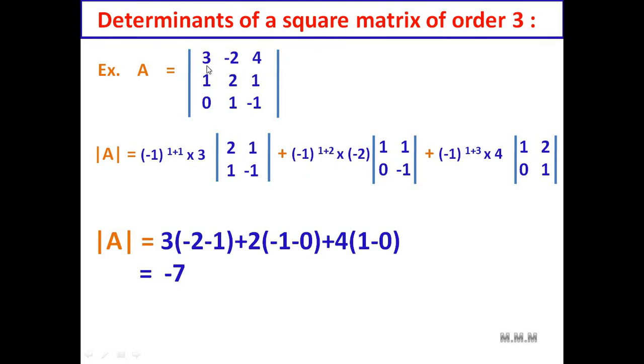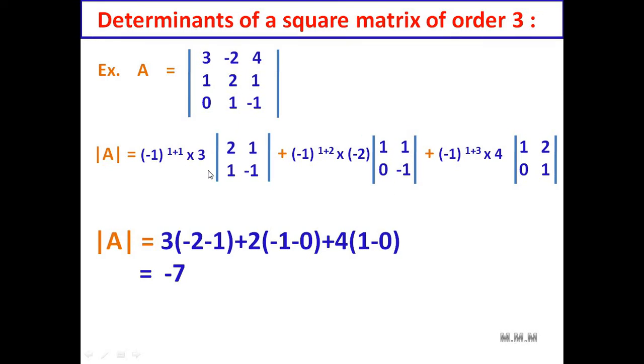It is going to expand by row 1, along row 1. So 1, 1, 0, minus 1, plus minus 1 to the power 1 plus 3 into 4. Then 4, are you observing here? First row and third column will be left, then it will be 1, 0, 1.